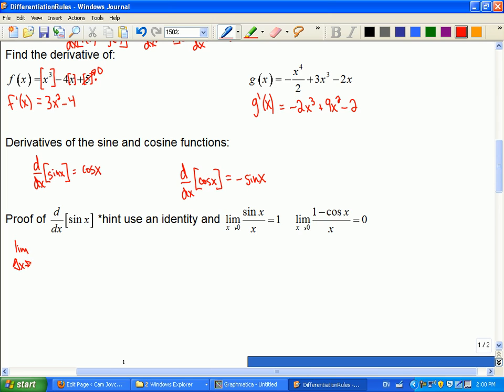So the limit as delta x goes to 0, because I'm taking the derivative of sine, is sine of x plus delta x minus sine x, and I divide all that by delta x. Now, do you remember something from Math 12? Forget about your calculus for a second. What could you do if this was like a trig identity?